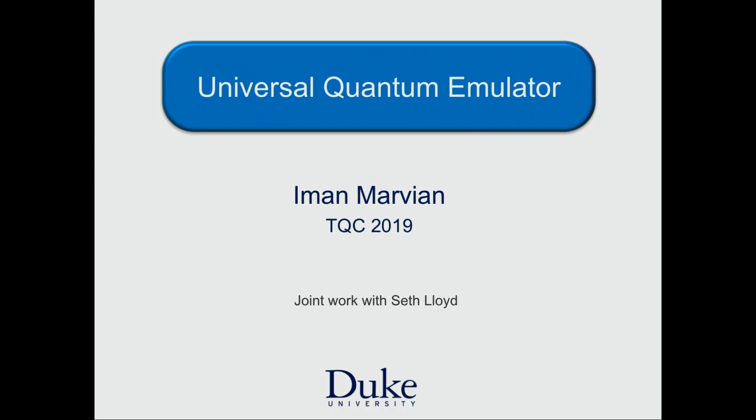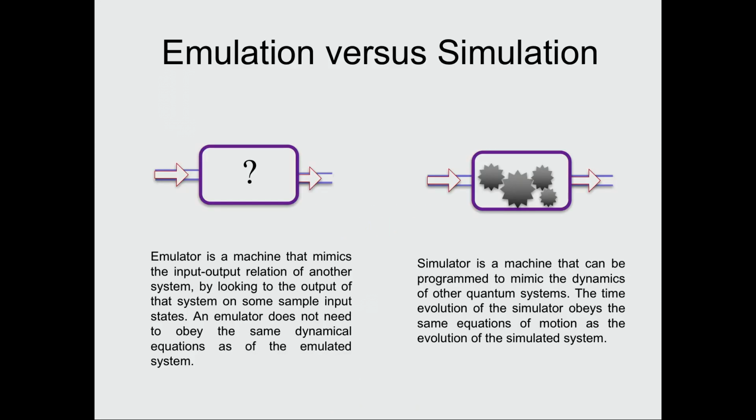In this talk, I present a quantum algorithm that I call the universal quantum emulator. Let me start by explaining what I mean by an emulator. An emulator is a machine that mimics the behavior of another system without knowing what's going on inside that system. It just looks at the input and output samples of the system and tries to mimic the same kind of input-output relation. This should be distinguished from a simulator, which knows what's going on inside the system and basically simulates the same dynamical equations to produce the same kind of input-output relation.